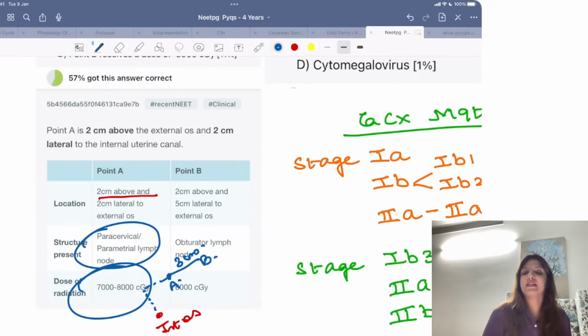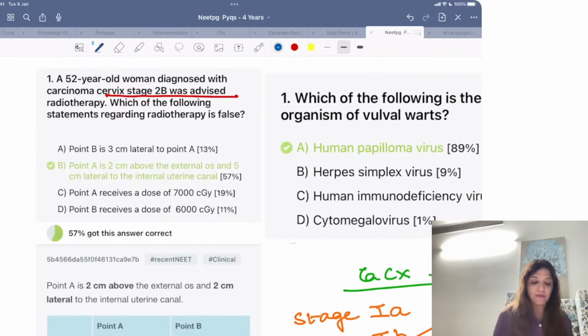Point A is the place where paracervical or parametrial lymph nodes are present, and the amount of radiation which goes at point A is 7,000 to 8,000 centigrays. Whereas point B is the position where obturator lymph nodes are located, and the amount of radiation which goes there is 6,000 centigrays. Right? So over here, point B is 3 centimeters lateral to point A. Yes. Point A receives 7,000 centigrays. Yes. Point B receives 6,000 centigrays.